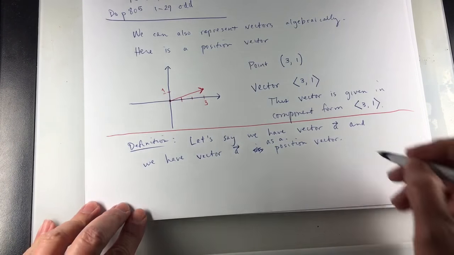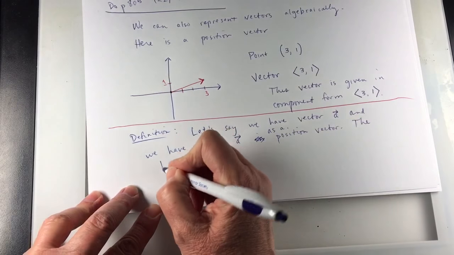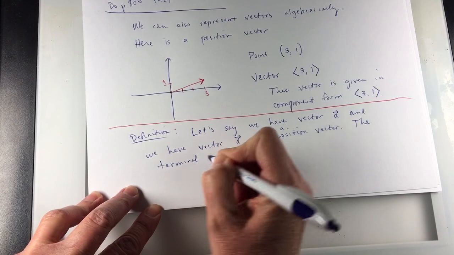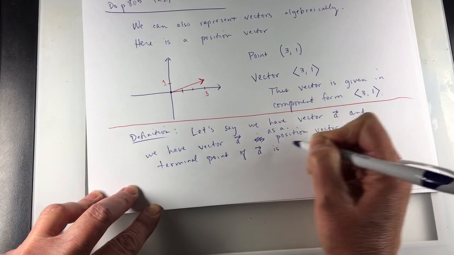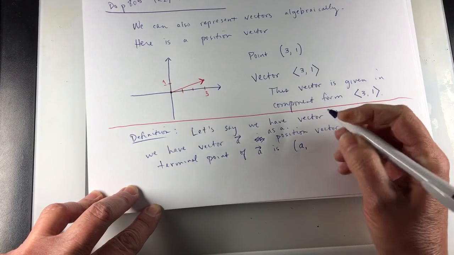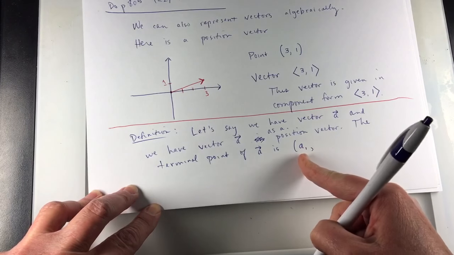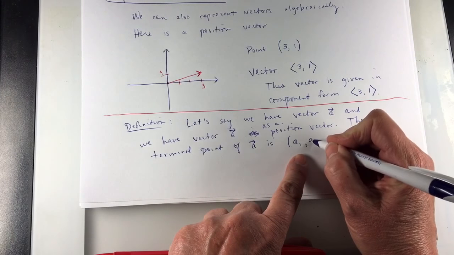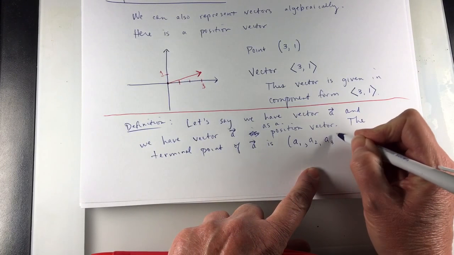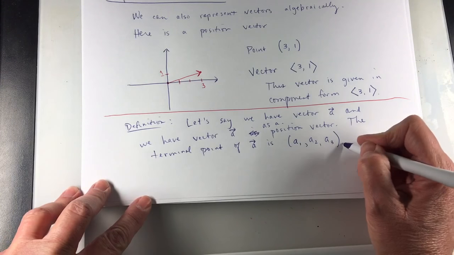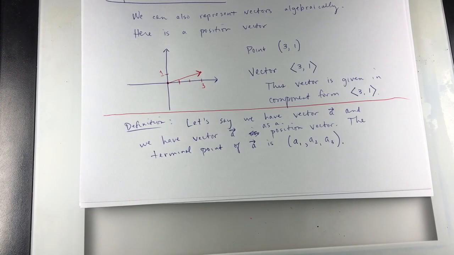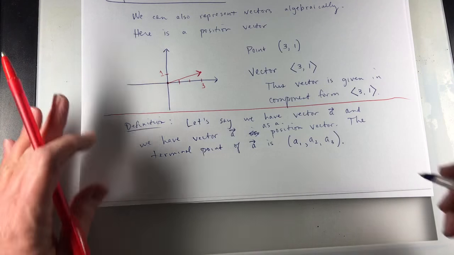And the terminal point of A is the point whose first coordinate is A1, the second one's A2, the third one's A3. I'm going to go ahead and do this one in 3 space. Then I can say that the coordinates are called the components of vector A.